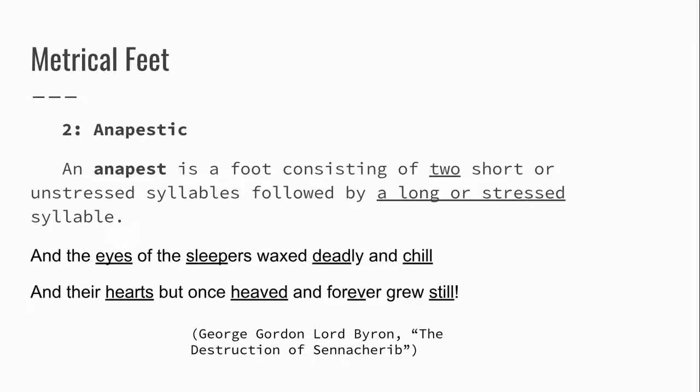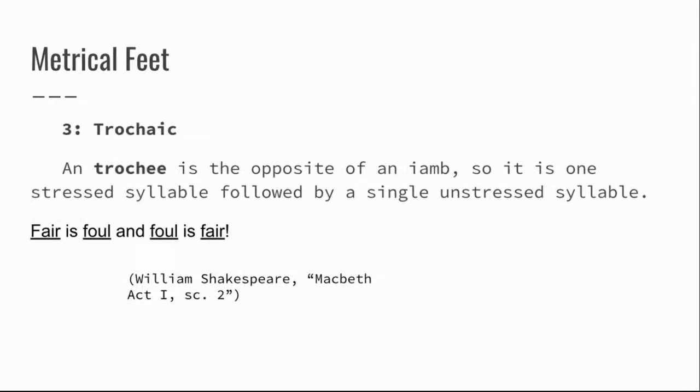Up next, we have a trochee, or trochaic poetry, and that's just the opposite of an iamb. So it's one stressed syllable followed by a single unstressed one. You're probably sick to death of hearing this line of poetry, but fair is foul and foul is fair. It's a pretty good example of a trochaic line of poetry.